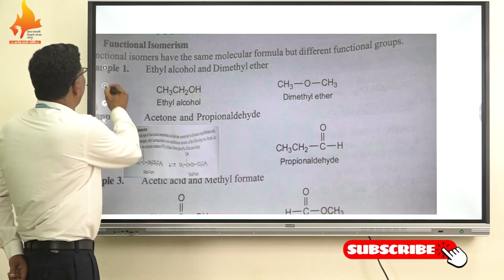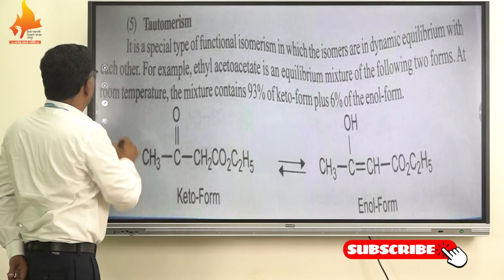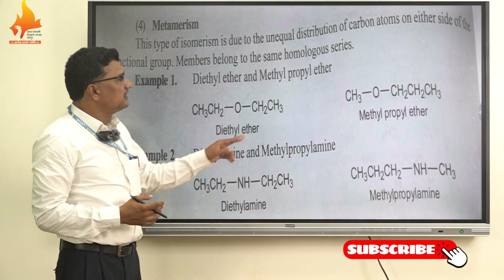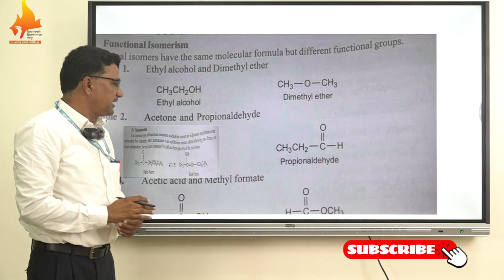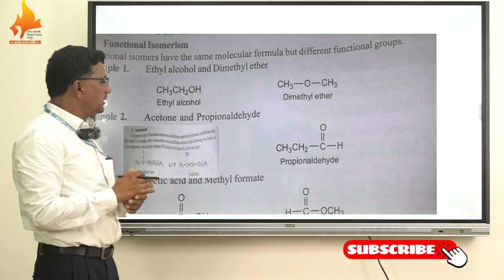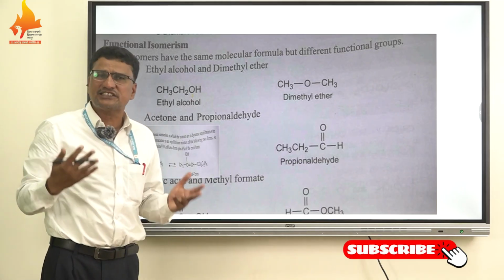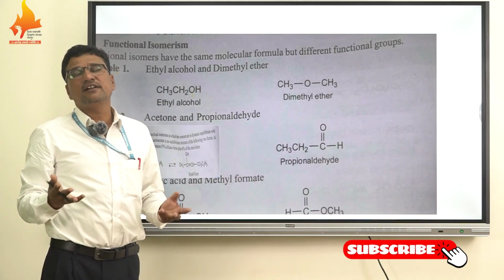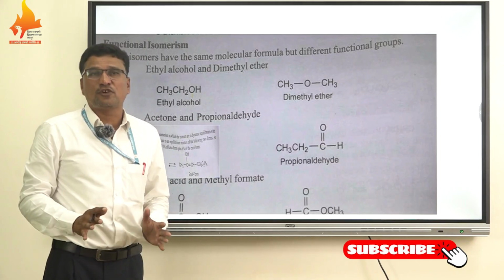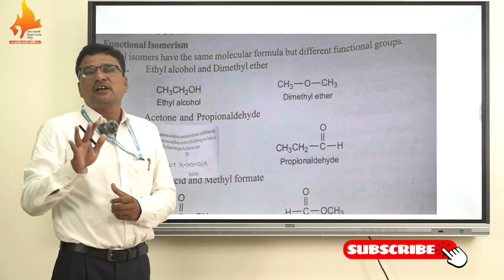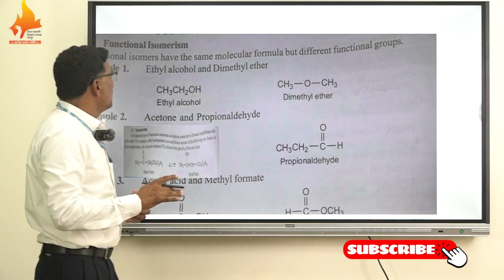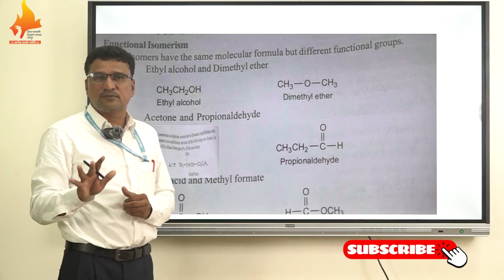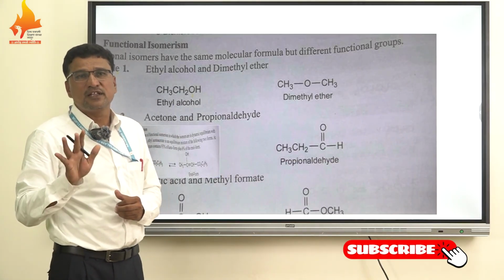Some more examples I have put up here for justification: diethyl ether again, acetic acid and methyl formate. One more example that I am going to explain: acetic acid is obviously an acid, and methyl formate is one type of ester. So one is ester, one is acid, and obviously they have the same molecular formula, so they belong to functional isomers, and the phenomenon is known as functional isomerism. These examples justify and clarify functional isomerism for you. I hope you have understood what is meant by functional isomerism.